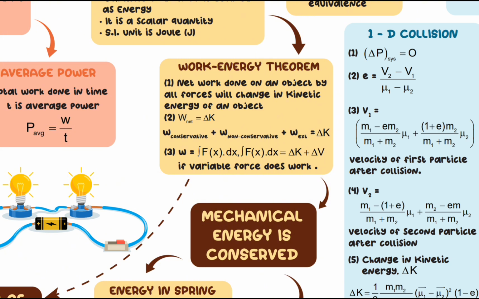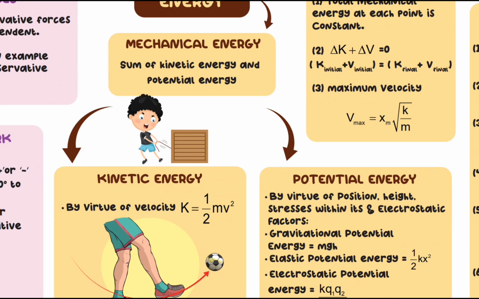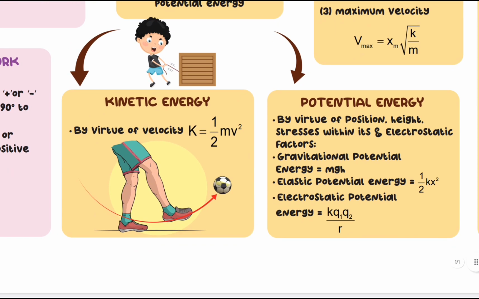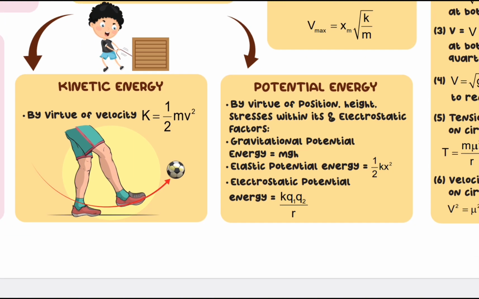Work energy theorem. Net work done on an object by all forces will change the kinetic energy of the object. Net work is equal to change in kinetic energy. Work by conservative forces, work by non-conservative forces and work by external force is equal to change in kinetic energy. Types of energy. Mechanical energy: sum of kinetic energy and potential energy. Kinetic energy, by virtue of velocity, is equal to half mv square.